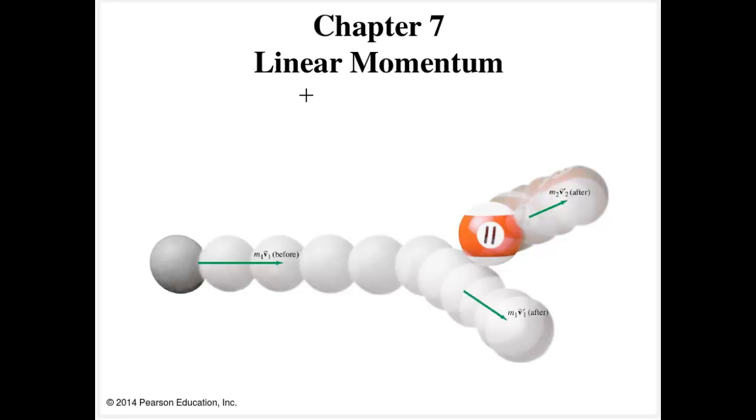Okay, this is Chapter 7. We're going to be talking about linear momentum, and we're also going to be talking about collisions. What you're seeing on the front slide here is a collision occurring between two billiard balls. We have the cue ball, and then we have the 11 ball.